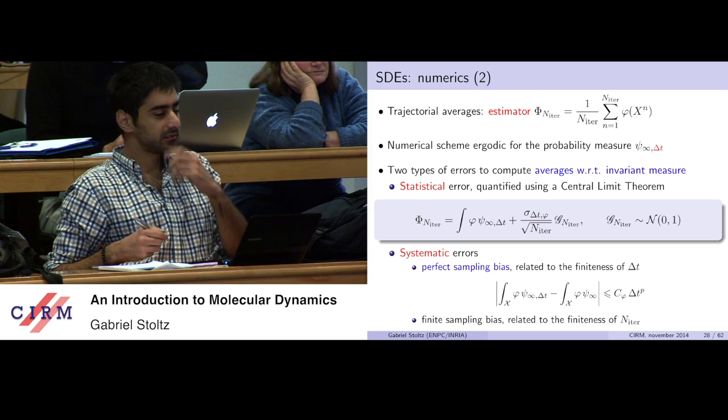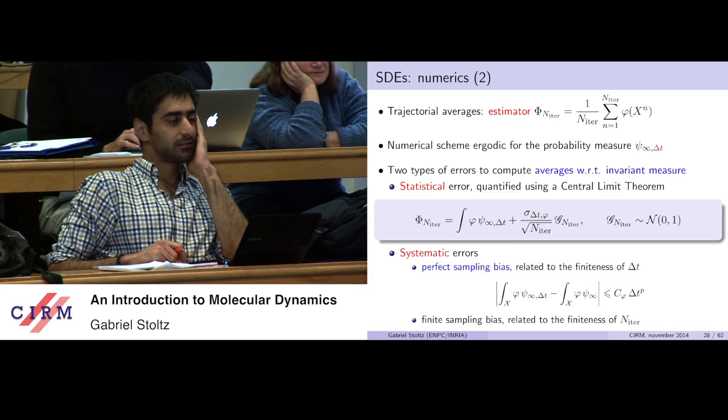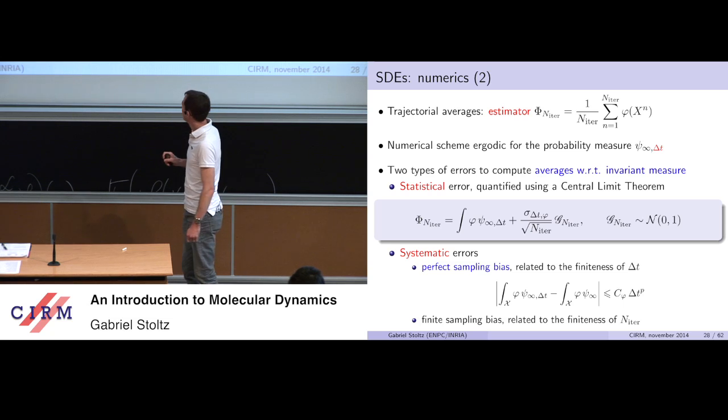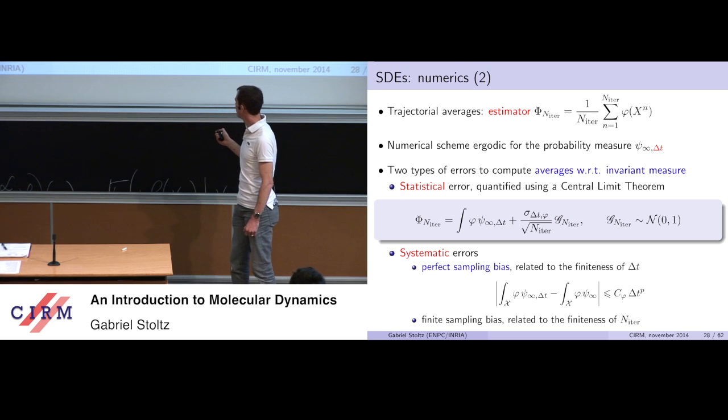So that's the good news part. The bad news part is that this is decaying very slowly, and if you want 1% precision, when you know that your current computation, which took 1 week, has 10% errors, you know that you have 10 weeks to go. So that's a statistical error, which is quantified in the usual way. And there is another error, a systematic error related to the fact that the invariant measure for the numerical scheme is slightly different from the invariant measure for the continuous dynamics. That's what I call the perfect sampling bias. And I'll show you some elements on those two errors today.